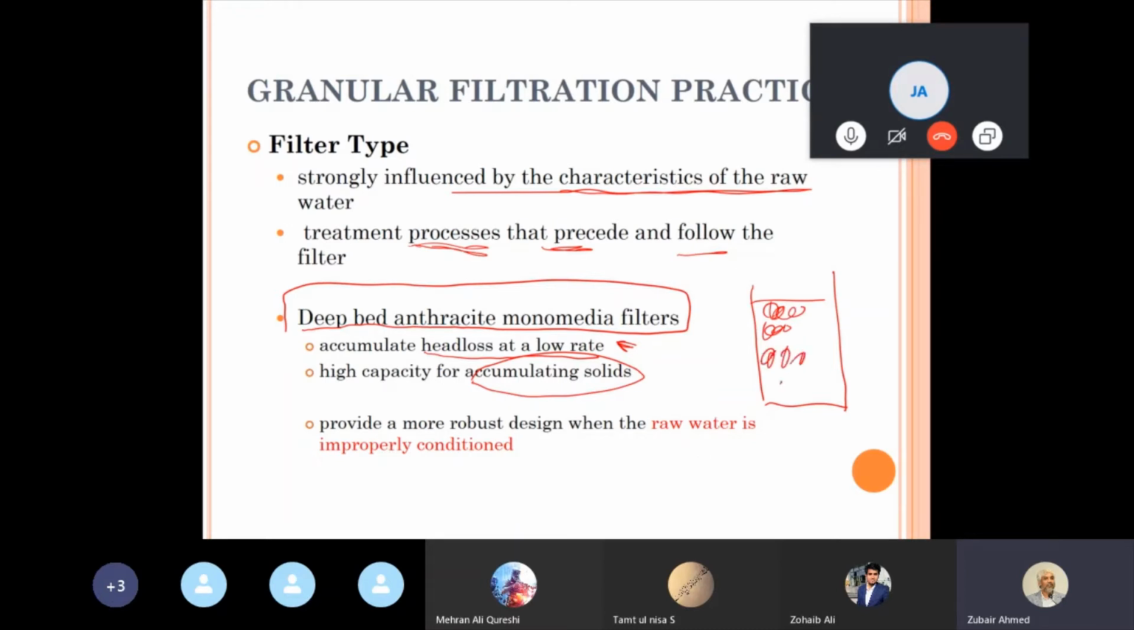Because it is deep, we can accumulate a lot of particles. It is very good when raw water is not properly conditioned. So when there is no treatment process before the filtration, then we apply the deep bed anthracite monofilters.